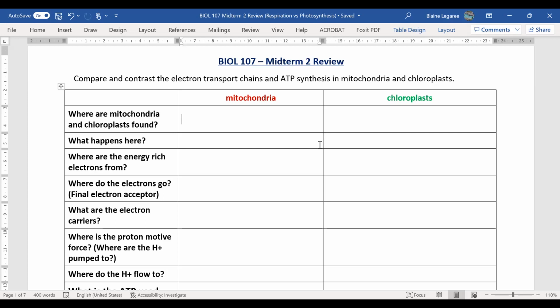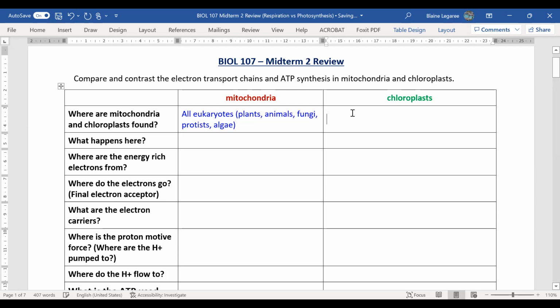Okay, so first question, it says, where are mitochondria and chloroplasts found? Okay, so mitochondria, where are they found? They're found in all eukaryotes. So what does that mean? It means plants and animals. Okay, mitochondria are not just found in animals. For some reason, some people want to tell me that all the time. Fungi, protists, algae, all of our favorite eukaryotes.